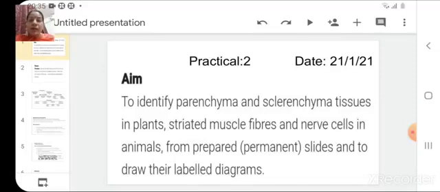So let us begin. First of all, you will write the date, 21st January, and the aim of the experiment will be to identify parenchyma and sclerenchyma tissues in plants, striated muscle fibers and nerve cells in animals from prepared permanent slides and to draw their labeled diagrams. So that will be your aim of the experiment. You will write the entire aim as it is, although in the first session we will discuss only plant tissues, that is parenchyma and sclerenchyma.